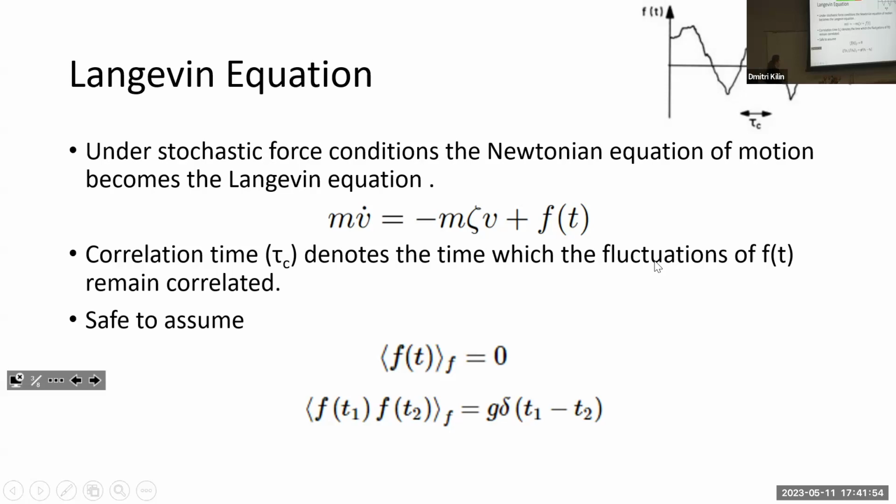With this equation, it is safe to assume a few things. The random force is equally likely to push in one direction as in the other, so the average over all realizations of the force is 0. That's where we can make this assumption. Also, the random force exhibits no time correlation, but has a coefficient g in this case, which is a measure of the strength of the mean square deviation of the stochastic force.